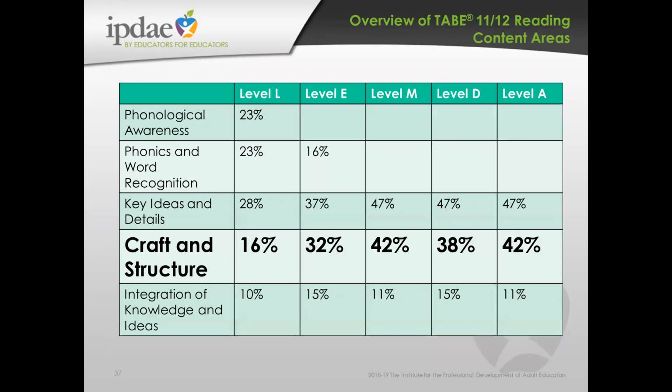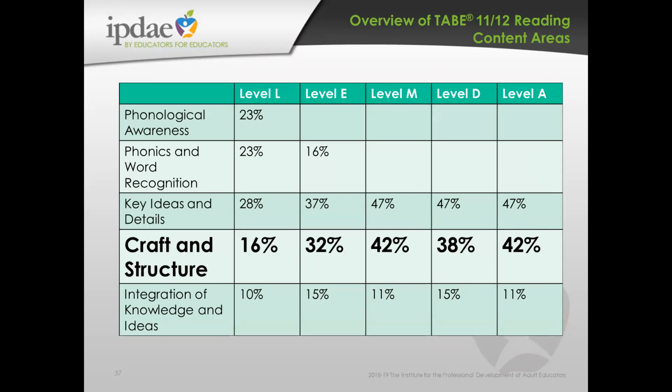And we're going to go back to this chart that we've used in past webinars and understand that items like tone, mood, point of view, and voice all come under the area of craft and structure on the TABE 11-12. And when we look at this chart, we can see that from level E through level A, somewhere between 32 to 42% of the questions are in this specific area. So for the purpose of assessment, as well as improved reading comprehension, these four items are very, very important for us to teach.